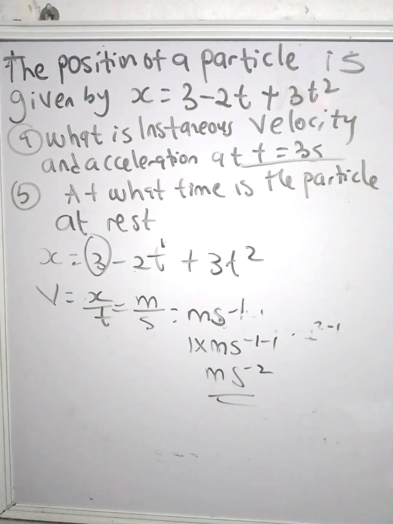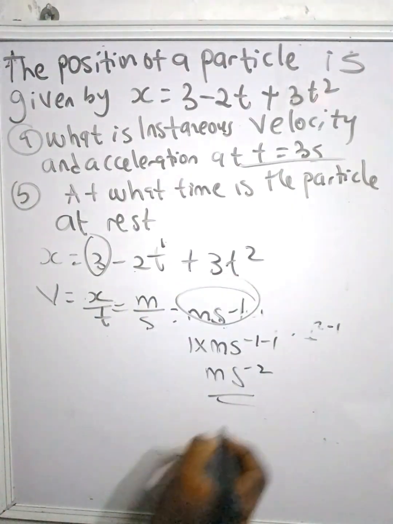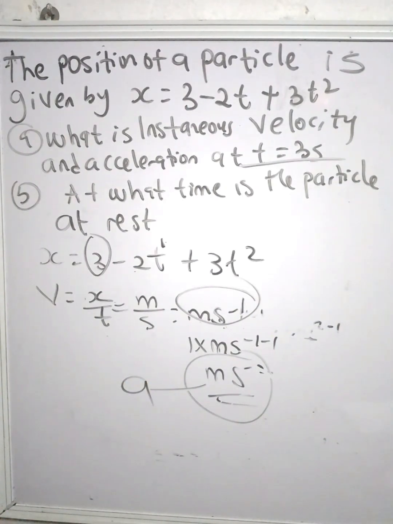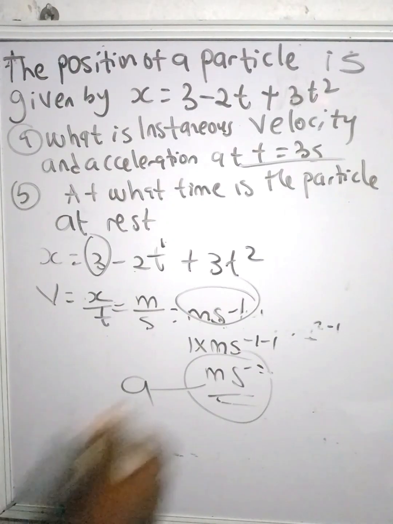Have you seen now that when we differentiate meters per second, we get meters per second squared, which is for acceleration. That is why, if you are told to calculate acceleration and you are given your displacement, you have to differentiate first for velocity, and then differentiate a second time for acceleration.